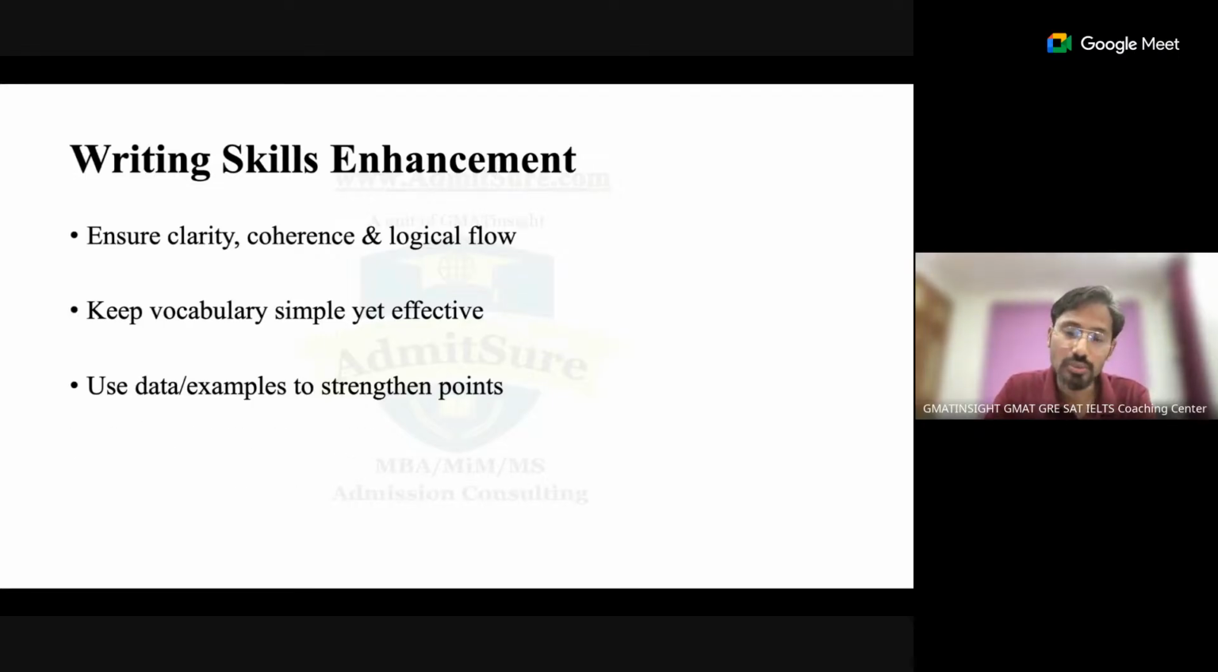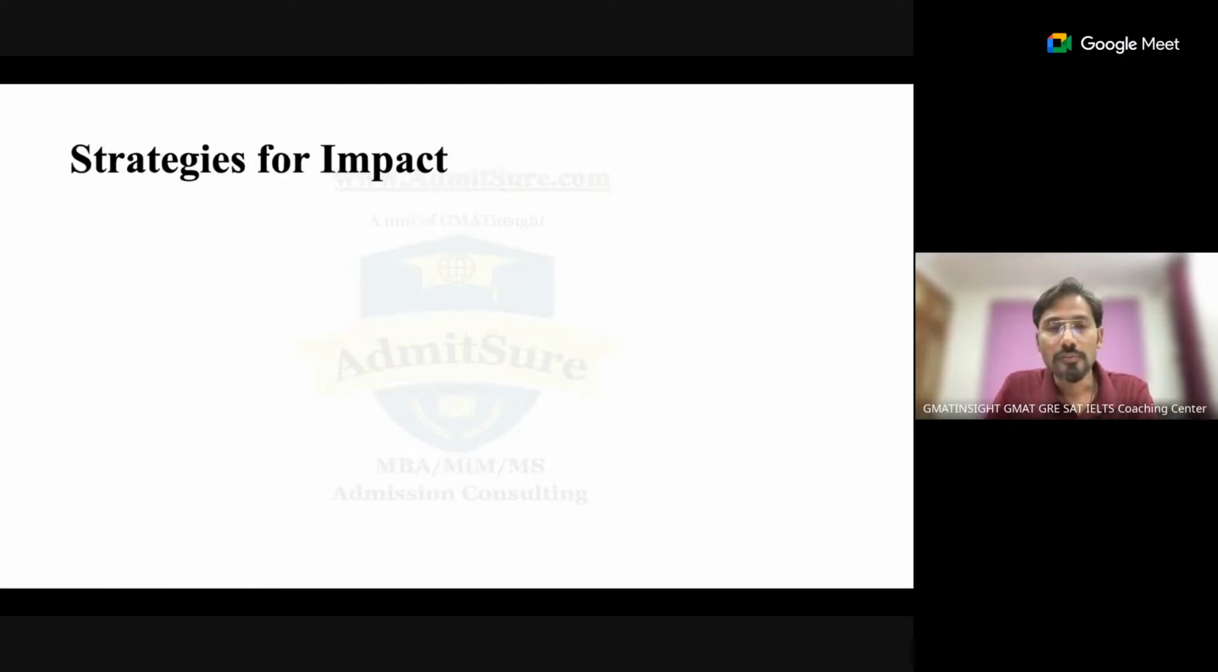You have to use data, you have to use examples, and for that you have to spend the next 2 days understanding anything that's going on in the geopolitical situation, anything about general knowledge these days. And the last thing is you have to avoid repetition of any particular point. Once you have made it, make sure that the next point is slightly or entirely different from the previous point. Vague statements are strictly a turn off, so please avoid writing them.